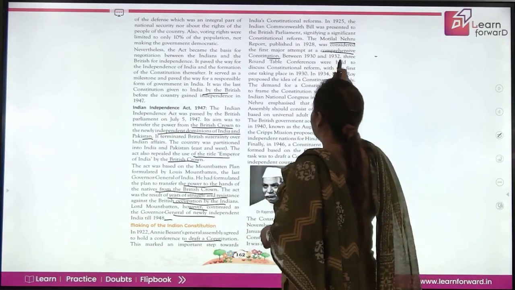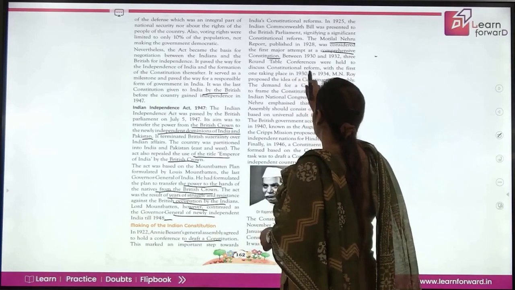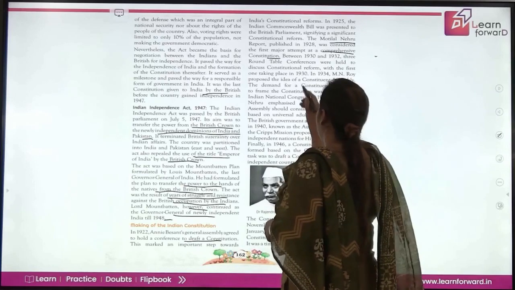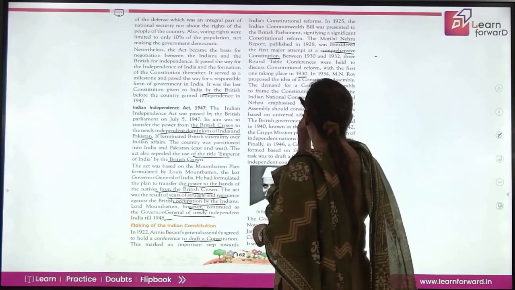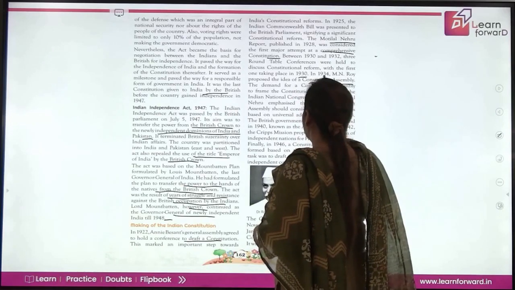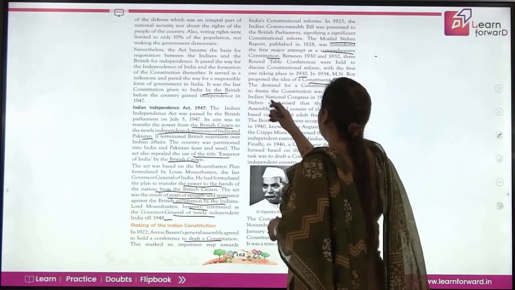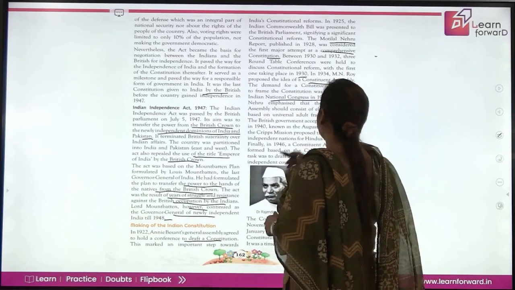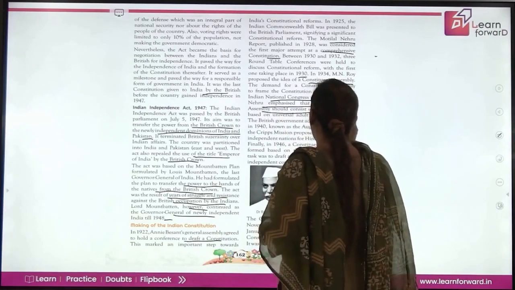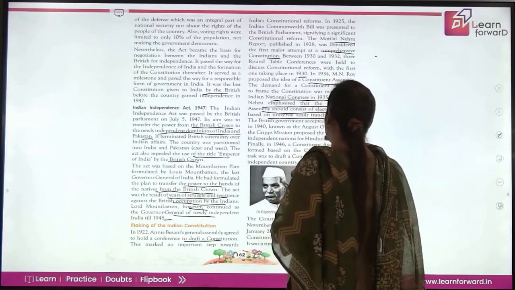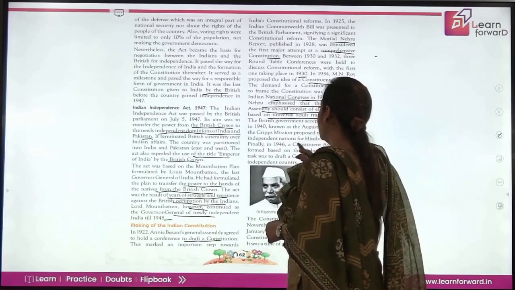Between 1930 and 1932, three Round Table Conferences were held to discuss constitutional reform, with the first one taking place in 1930. 1934 में M.N. Roy proposed the idea of a Constituent Assembly. The demand for a Constituent Assembly to frame the Constitution was made by the Indian National Congress in 1935. Jawaharlal Nehru emphasized in 1938 that the Constituent Assembly should consist of elected members based on universal adult franchise. The British government accepted this demand in 1940, known as the August Offer.